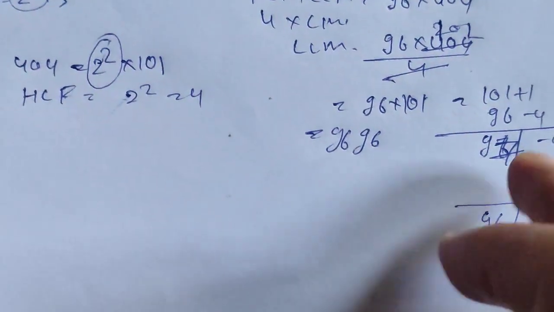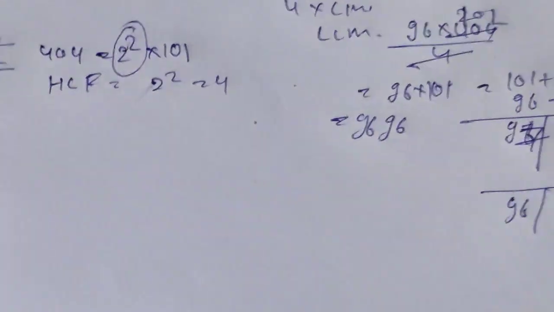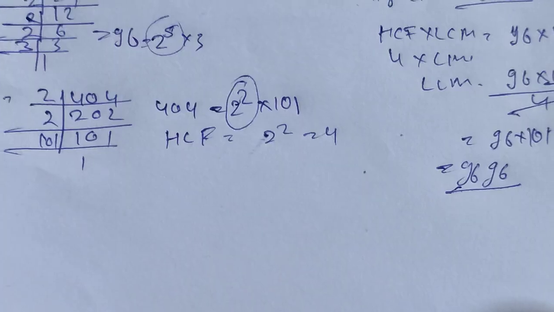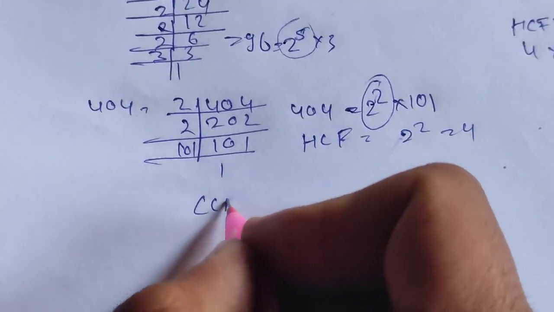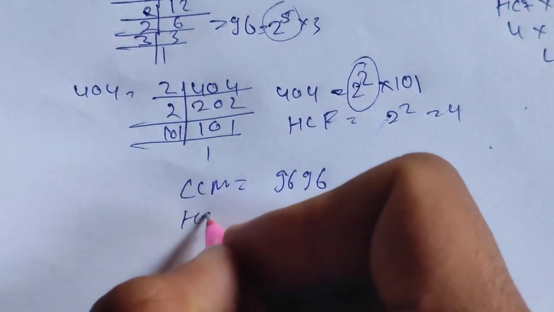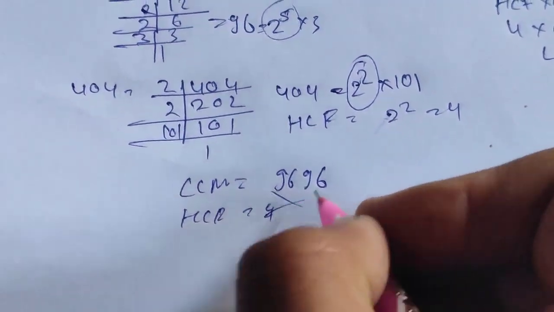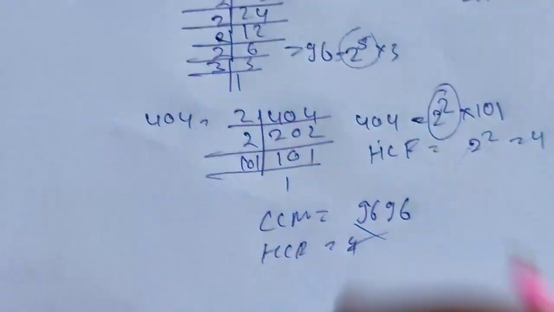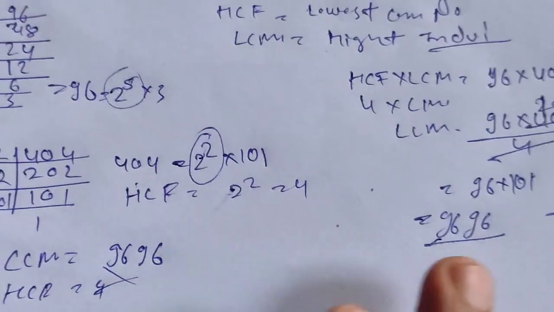How this is done we will discuss in the next video; it is a trick in Vedic maths. So this is 96 and 96. So our LCM is 96 and HCF is 4. If you multiply both, we get the same as the product of the numbers. Okay, now we do some more questions to understand this topic.